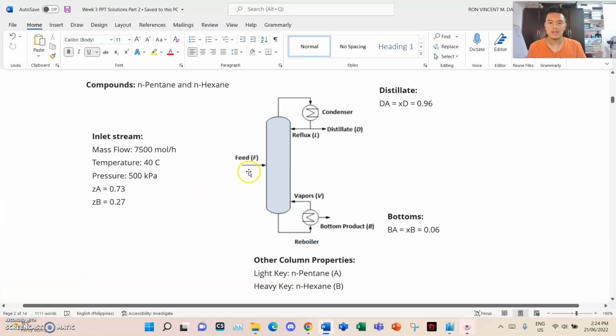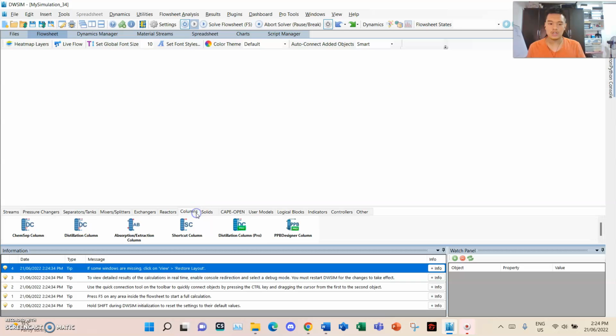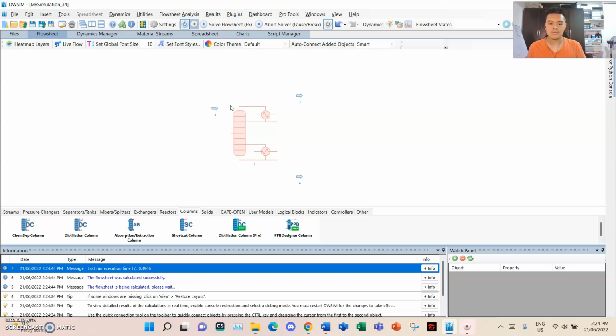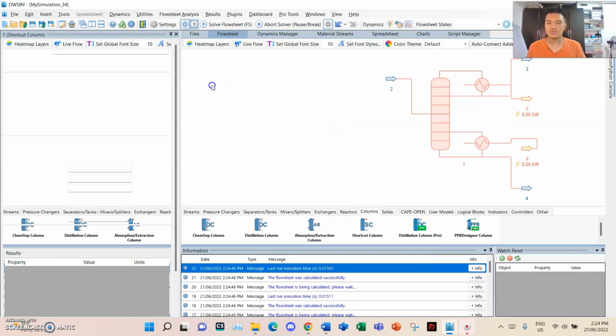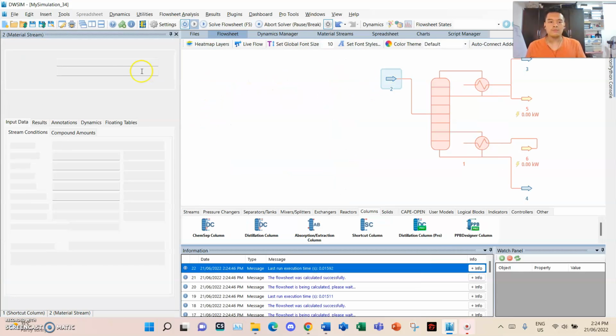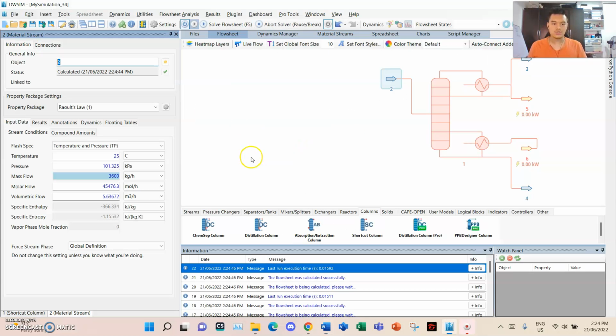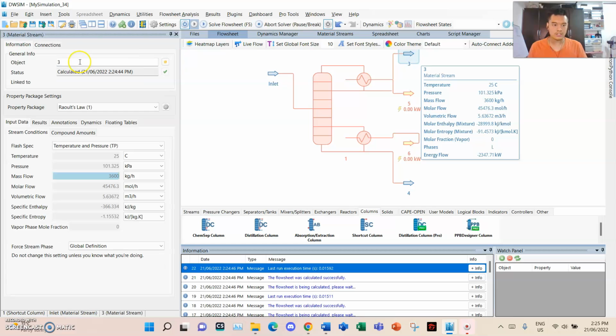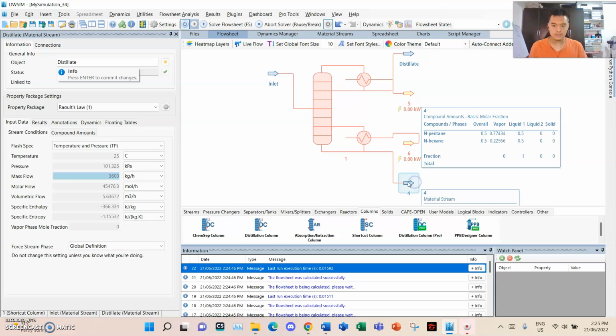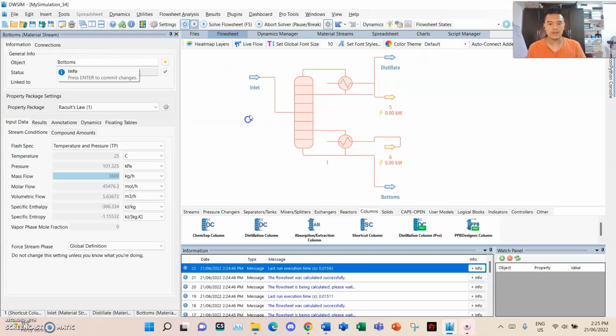Afterwards, we can just use a shortcut column, or this shortcut distillation column. So we go to a shortcut column, and automatically these streams would be provided. Then we just need to rename it as follows. So this is the inlet stream, so we'll go here as inlet, and the third here is the distillate, and this one is the bottoms. And let's specify our variables.